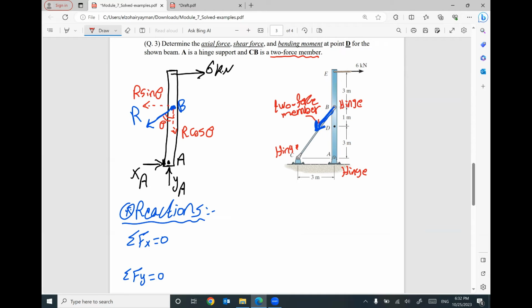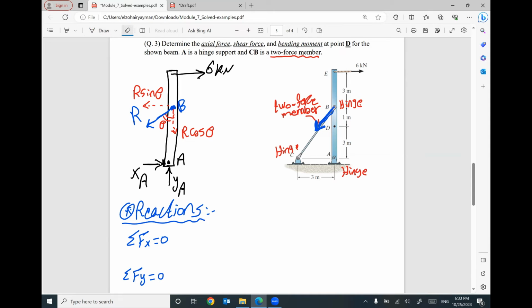So guys, one more time, we have a technique which is a little bit new in this problem. We used to be given reactions at the given supports. But in this problem, we are given a new member, which is called a two-force member, member CB. This member is a special member.